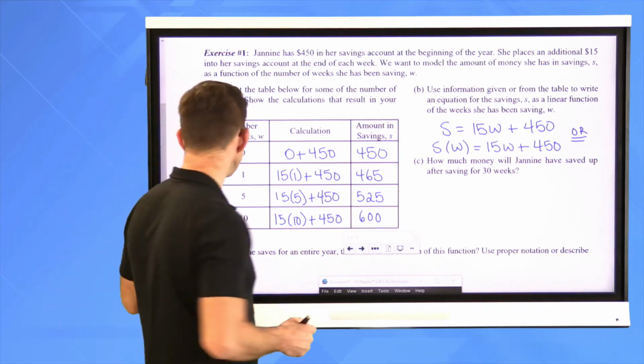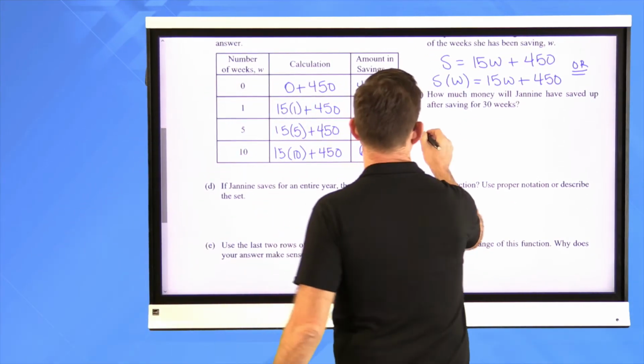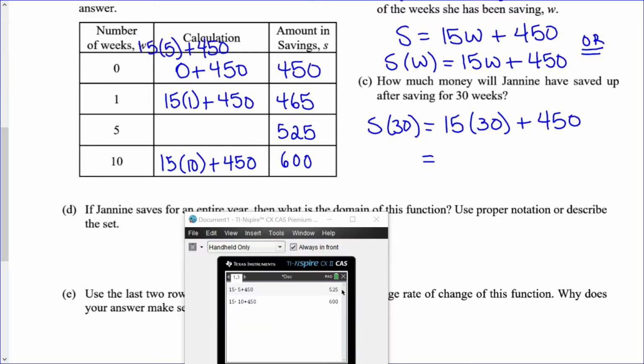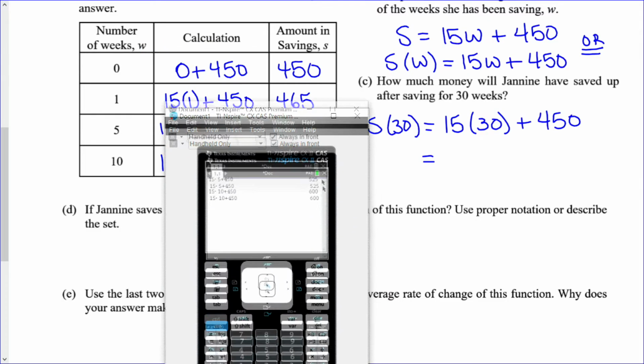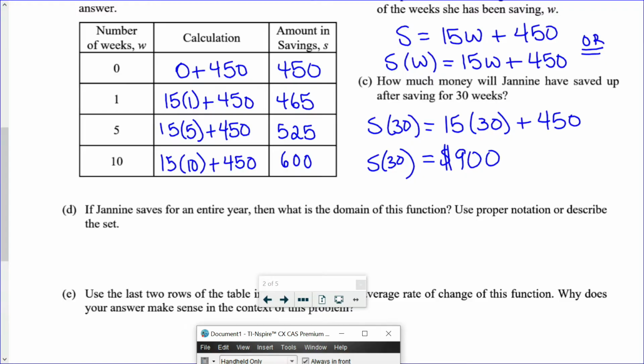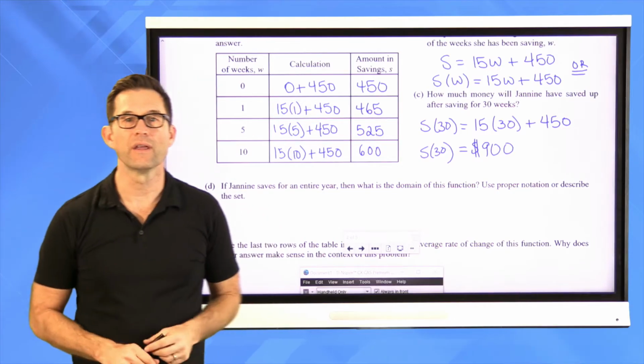All right, let's do it. Simple enough. We're going to have s of 30. And this makes all the sense in the world. She's going to take $15 per week, multiply it by the 30 weeks, and then add it to the original amount of money that she has in there. Grab my calculator. 15 times 30 plus 450. She's got $900 saved up after 30 weeks. Excellent. Well done, Janine.